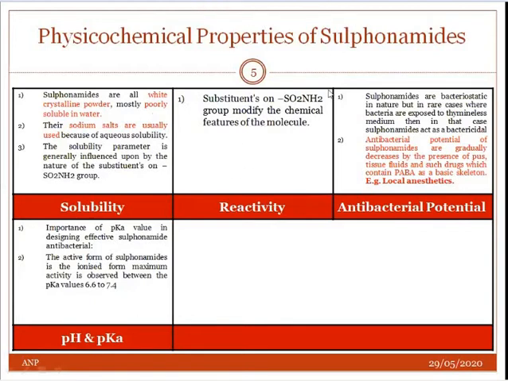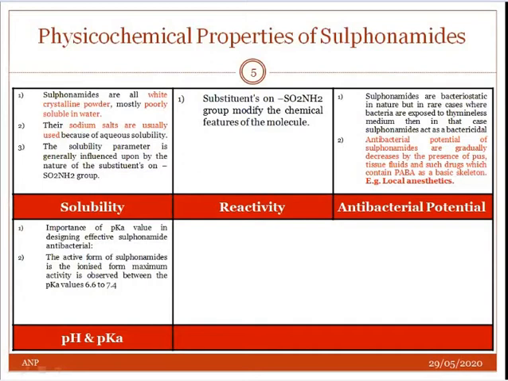Their solubility is very poor in water, and their sodium salts are usually used because of their low aqueous solubility. To improve the solubility of any compound, we need to prepare salts of that compound, right? So all sulfonamides are generally white crystalline powders and poorly soluble in water. To avoid this problem, generally the sodium salts are used.